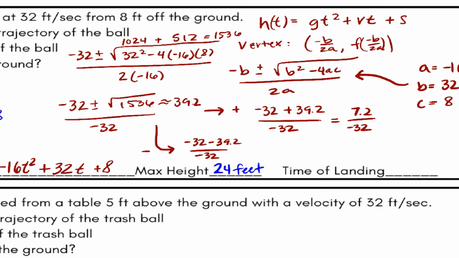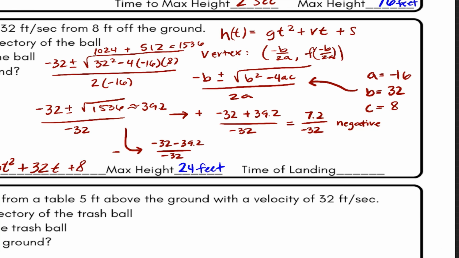So this is going to give us a negative, right? A positive divided by a negative is a negative. So this is a no-go. We can't use the positive version. No-go, because it gives us negative time. It's about negative 0. Let's see, 7.2 divided by 32 is 0.2 seconds. So it's negative 0.2 seconds. But we can't have negative time.